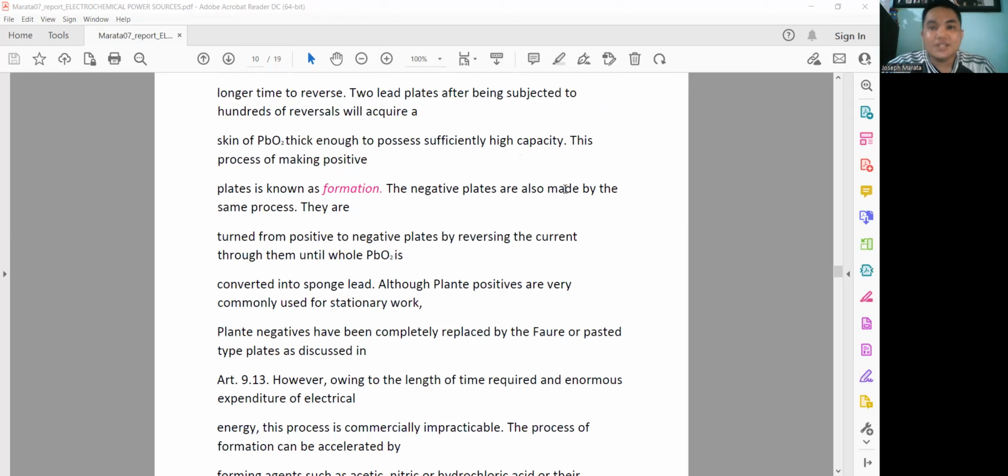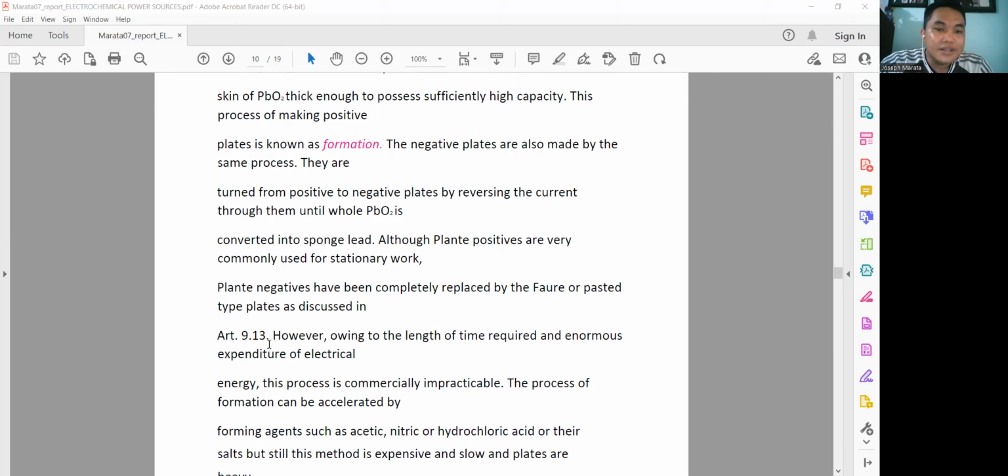The negative plates, also made by the same process, are turned from positive to negative plates by reversing the current through them until the lead oxide is converted into sponge lead. Although the Plante positives are very commonly used for stationary work, Plante negatives have been completely replaced with the Faure or pasted type plates, as discussed in Article 9.15.